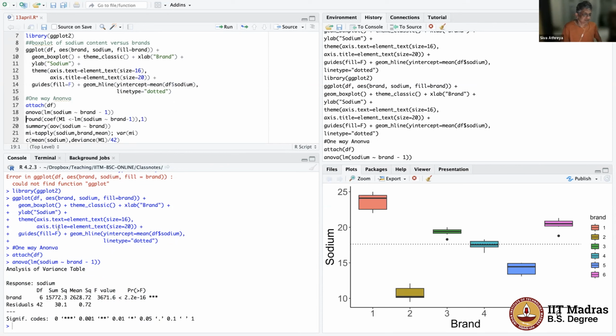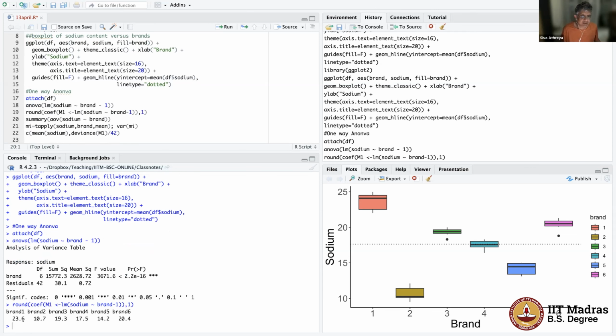And then I just try to find what the means are in each brand. So I run this command, and I immediately get the brand one mean is 23.6, like we said here, and brand two so much, and brand six is so much. So immediately we get that. Now this first part tells you what the expected value of the sodium content is for a given brand.